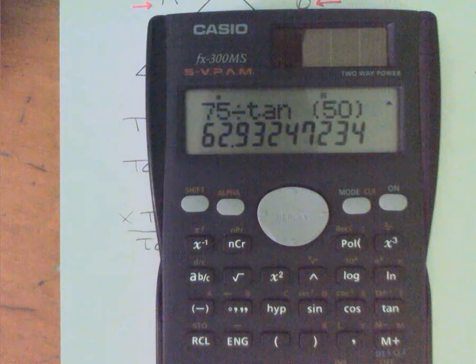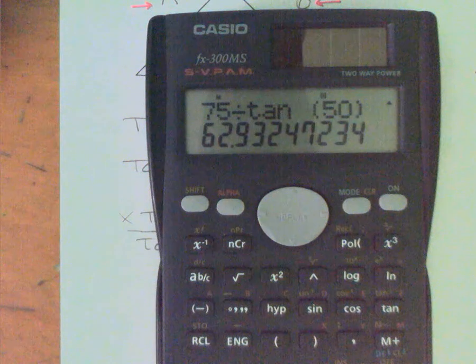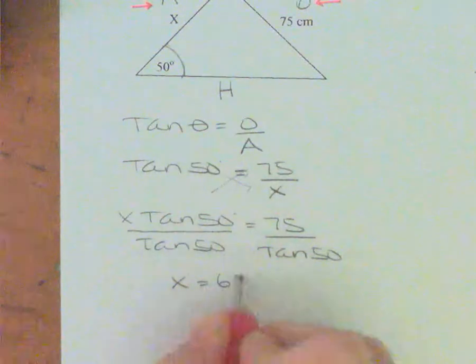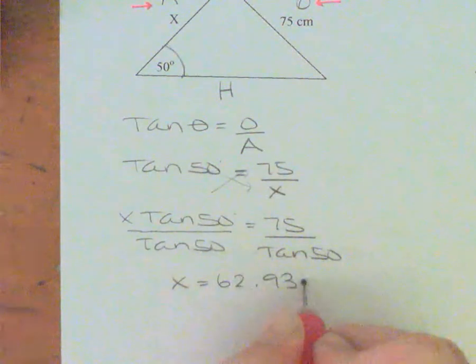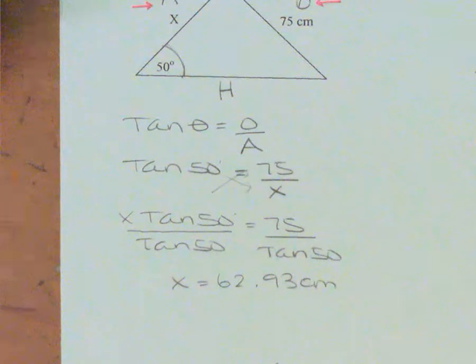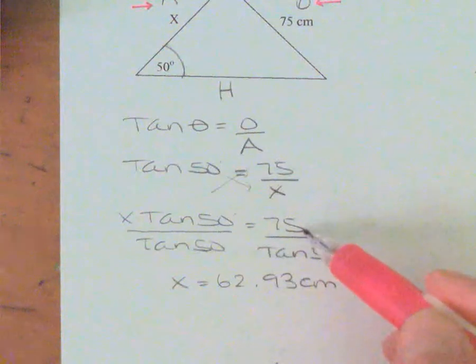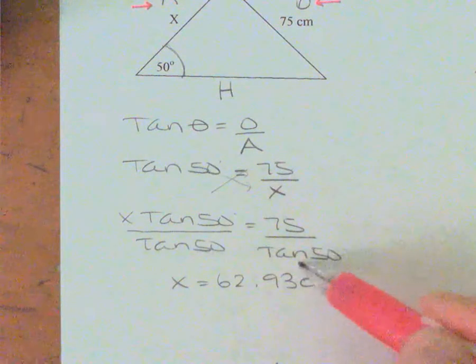And I get 62.93. And I'm going to add in centimeters. If your calculator is a bit different, you might have to do 75 divided by 50 tan equals.